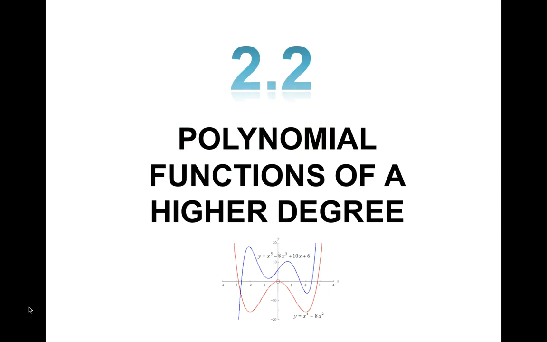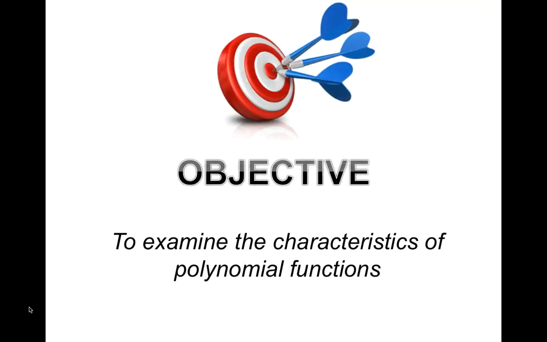Section 2.2, polynomial functions of a higher degree. Basically, if you keep in mind that we just covered the quadratic functions, which are also considered polynomials, we're now going to take a look at what happens when polynomials have a variable that's x to the power of 3 or higher. I want to make sure that you can look at the equations for polynomials and give some good guidelines on what it would look like if you were to sketch it.